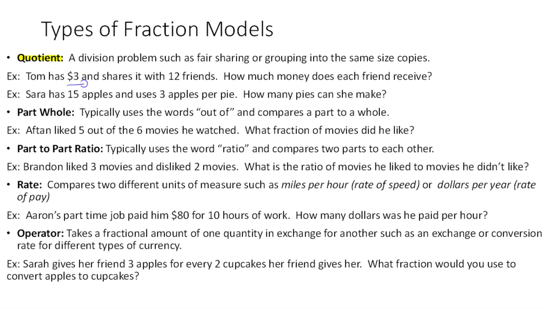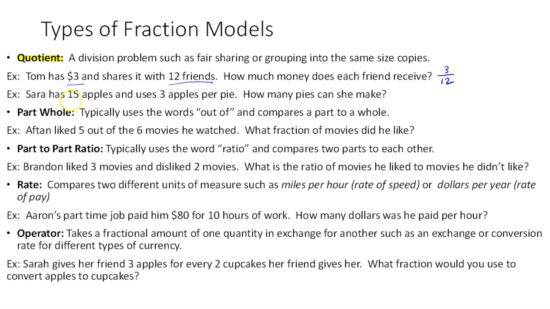Tom has $3 and shares it with 12 friends. How much money does each friend have? Okay, so the fair sharing, he's sharing the $3 amongst 12 friends. So he's partitioning the $3 into 12 equal groups. So the fraction that represents this situation is 3/12.